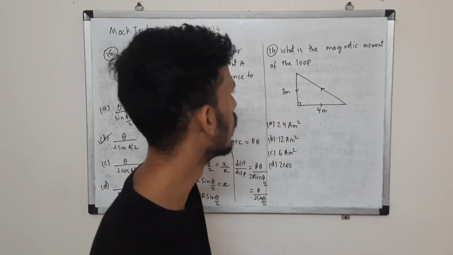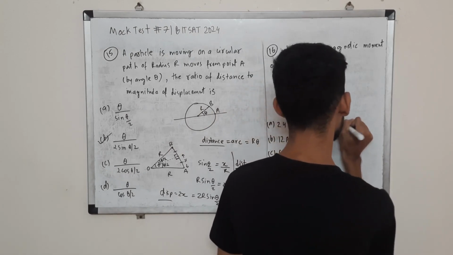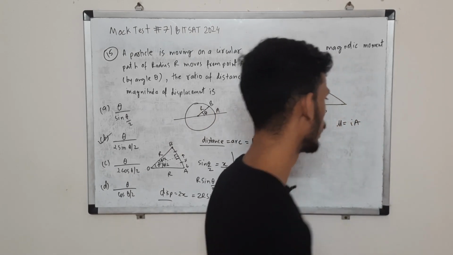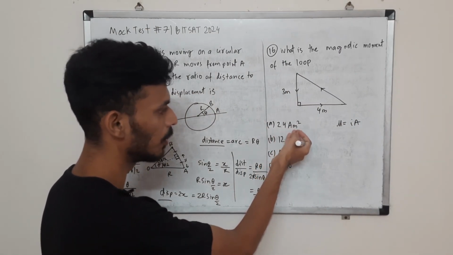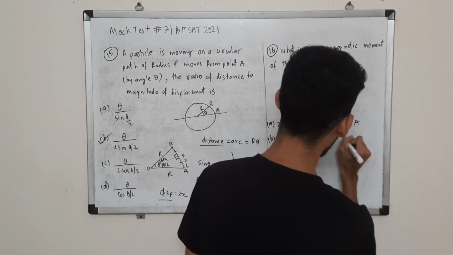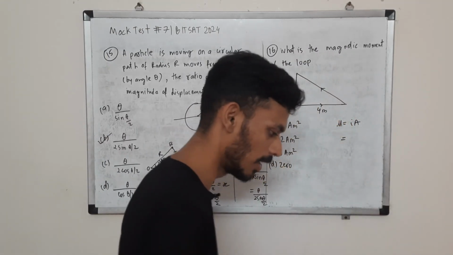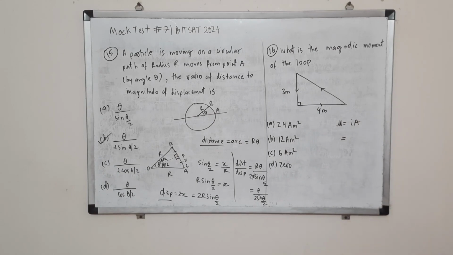So let's see this one. We are supposed to find the magnetic moment. The magnetic moment is simply given as I into A. Mu is equal to I into A, or you can make it out from the unit, ampere into meter square. So I into A. The current was given. What is the current? I have to find it now.